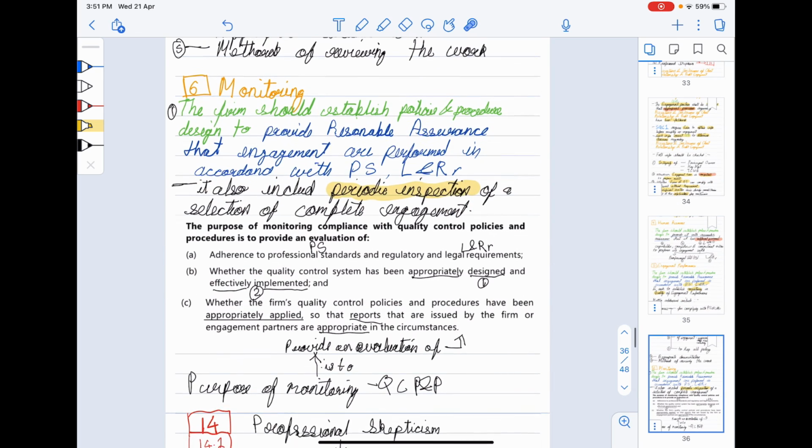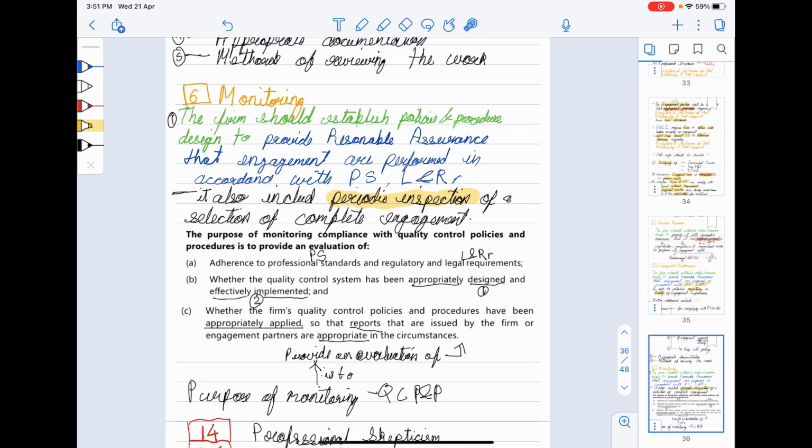Last and sixth point is monitoring. The firm should establish policies and procedures designed to provide reasonable assurance that engagements are performed in accordance with professional standards and legal and regulatory requirements. It also includes periodic inspection of a selection of completed engagements. The purpose of monitoring quality control policies and procedures is to provide evaluation of whether professional standards and legal and regulatory requirements are complied with, whether the quality control system is appropriately designed and effectively implemented, and whether the firm's quality control policies and procedures have been appropriately applied, so that reports issued by the firm are appropriate in the circumstances. Okay.